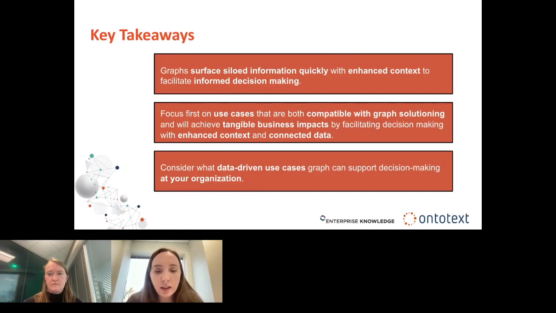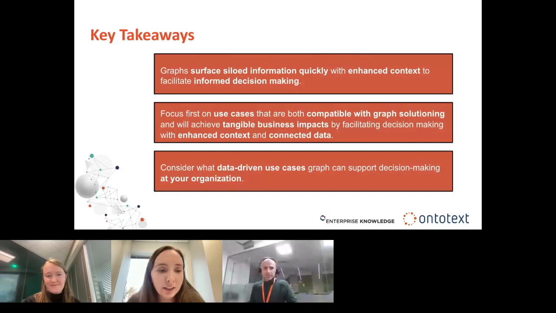So to wrap up this session, before we turn to questions, we highly encourage you to consider what data-driven use cases graph can support in terms of decision-making at your own organization. And with that, we will pass it to Ivan to facilitate the questions.